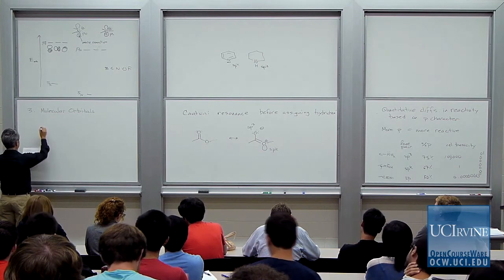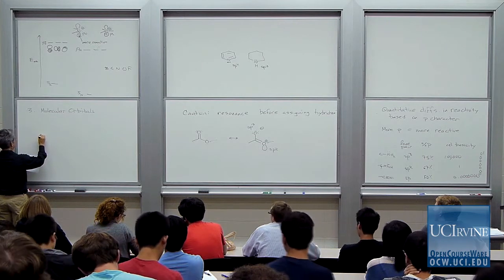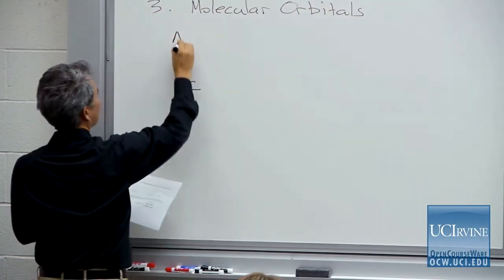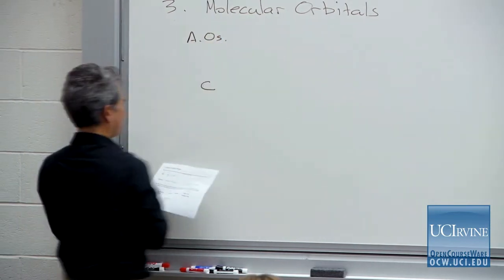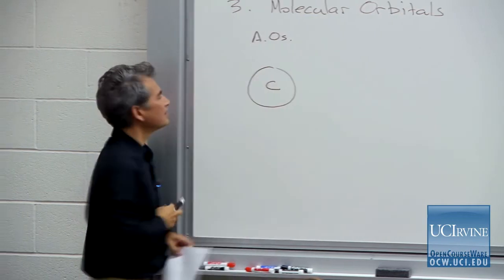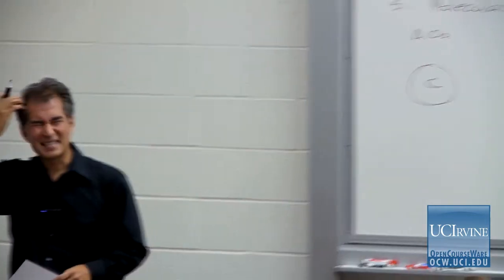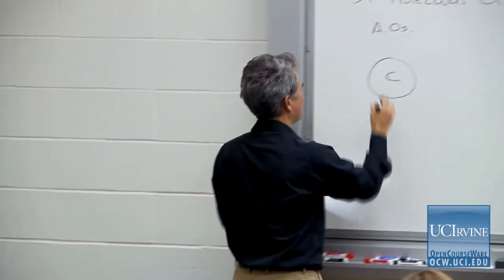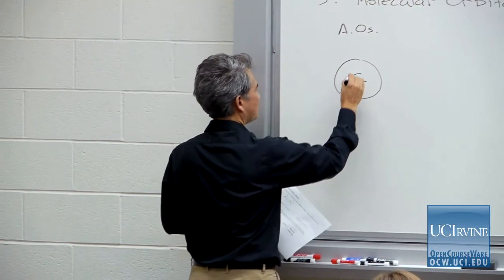Okay, so let's go ahead and build up this picture of starting with a carbon atom that has atomic orbitals on it. So let me go ahead and depict the atomic orbitals on carbon. There's a 2s orbital that's shaped something like this. And I'm not going to worry about the phasing. There's this egg yolk shape part of the orbital that's in the center. I'm not even going to draw that, because it will make the picture too confusing.